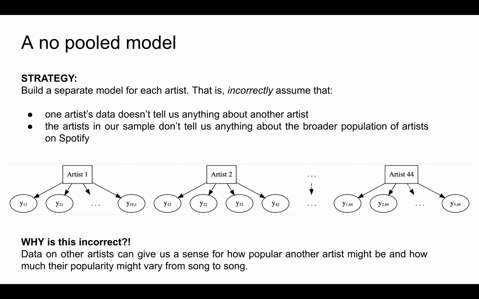To be clear about why this assumption is incorrect, though each individual artist is unique, data on other artists can also give us a sense for how popular another artist might be and how much their popularity might vary from song to song. That is, artists aren't totally unrelated.